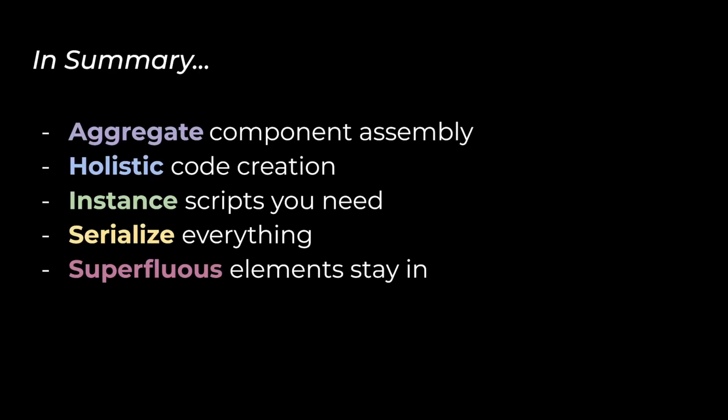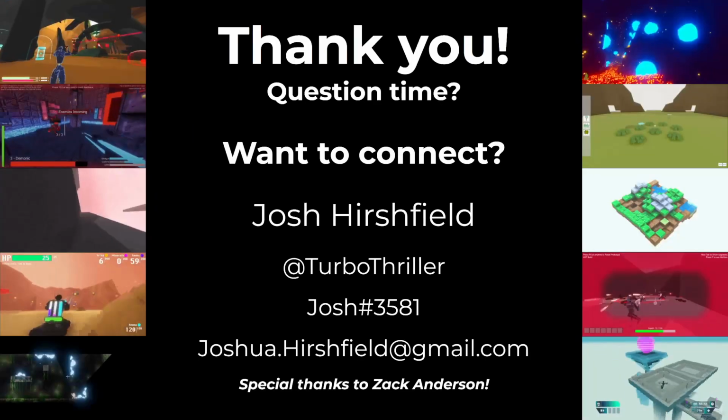So in summary, you should have aggregate component assembly, so build your things out of parts. You should holistically write your code so that it works in multiple places. You should instance all the scripts you need while you're prototyping. You should serialize everything so that you can read and interact with it, and leave your superfluous elements in.